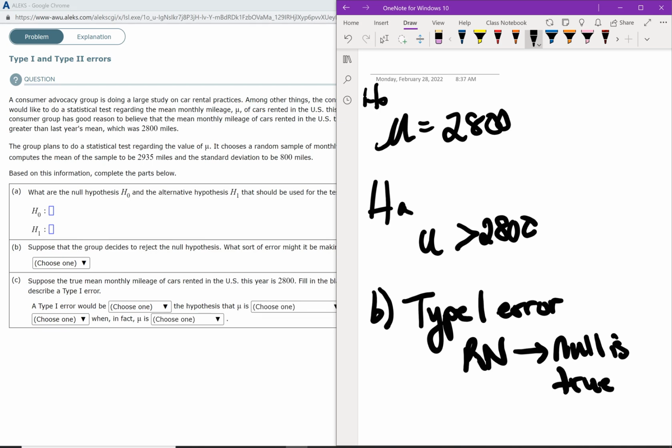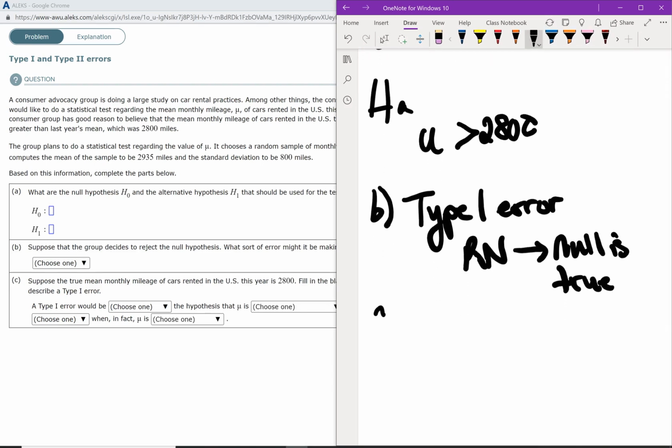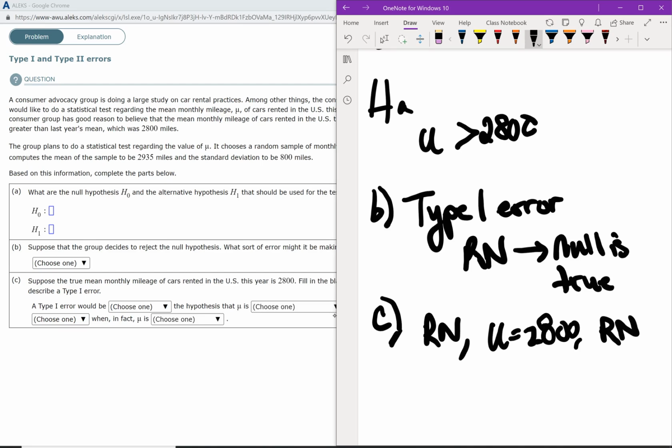We're going to describe a type 1 error. This would be so much easier if I could have you on the screen on the call, because you could drop down your menus and I could see your choices. But a type 1 error would be to reject the null. So that's the first drop down you would choose, when the hypothesis that mu is equal to 2,800, but you reject the null. Reject the null, that would be the third drop down here, when in fact mu is 2,800. So that would be the type 1 error.